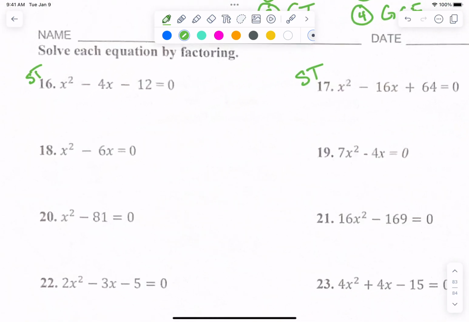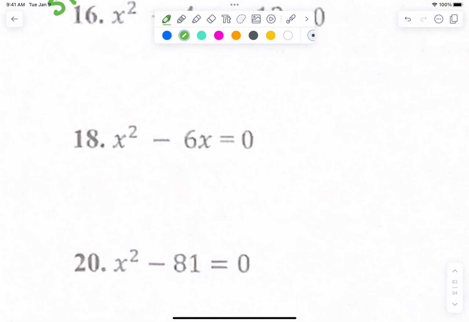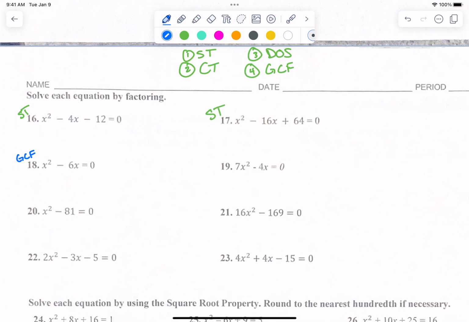Okay, what is 18? Greatest common factor. Yeah, 18 is a GCF. Where else do we have a GCF?